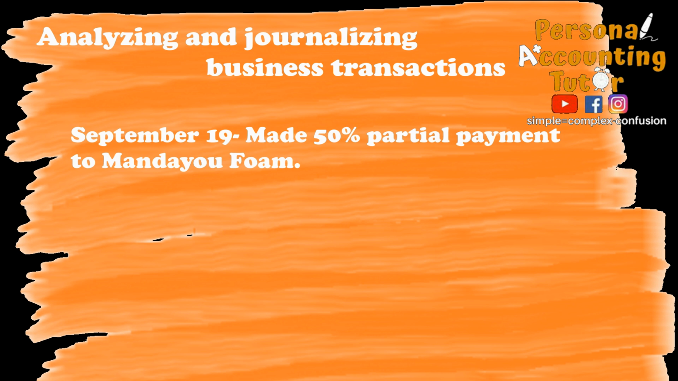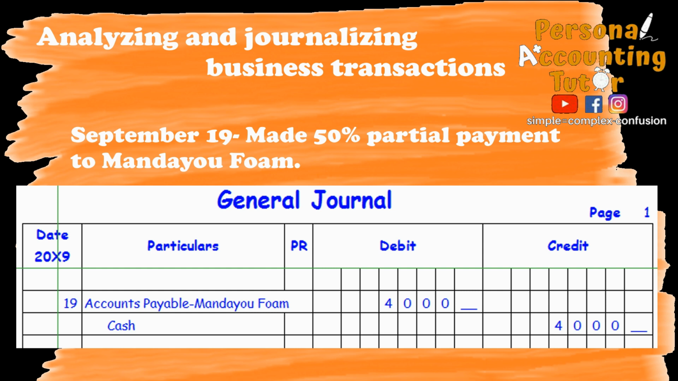Mandayu Foam. So let's see what's the journal entry for this. If we are going to pay for our accounts partially, so that's September 19. So the entry will be we are paying. So if we're going to pay for our accounts payable, meaning expect that there's a decrease in cash, we are paying. So you can actually write credit to cash 4,000 right away. This is a 50% partial payment.